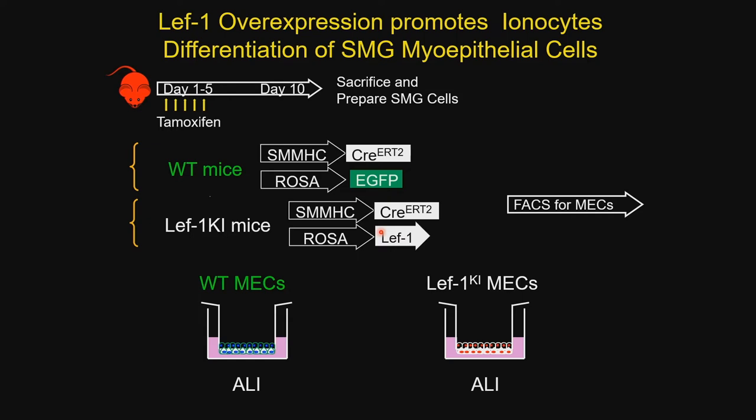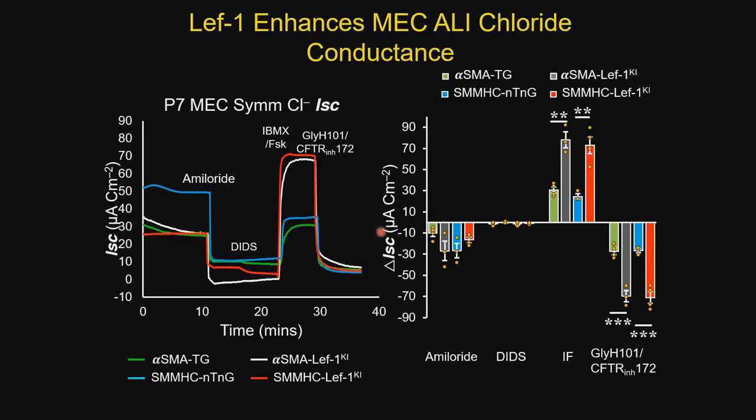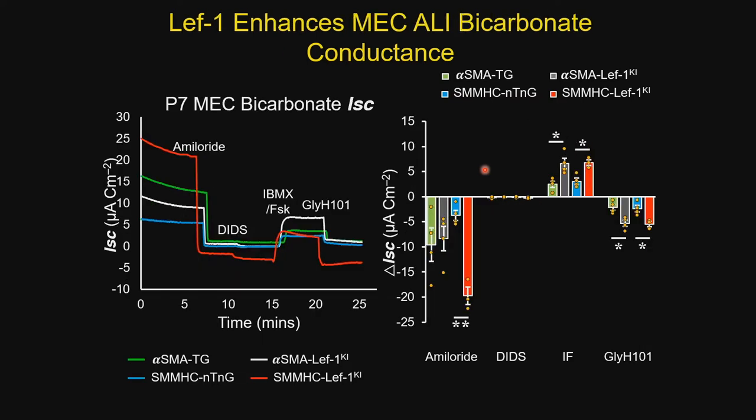All right, we have overexpressed LEF1 in myoepithelial cells and cultured them. So what will happen to the short circuit current? Interestingly, in both models or both Cre drivers, we have seen a significant increase in CFTR-dependent short circuit current and chloride transport in both of these cells after LEF1 overexpression. And the delta was quantified, and it seems very significant. And the same trend was seen in bicarbonate transport, except at a little lower magnitude, but still significant.